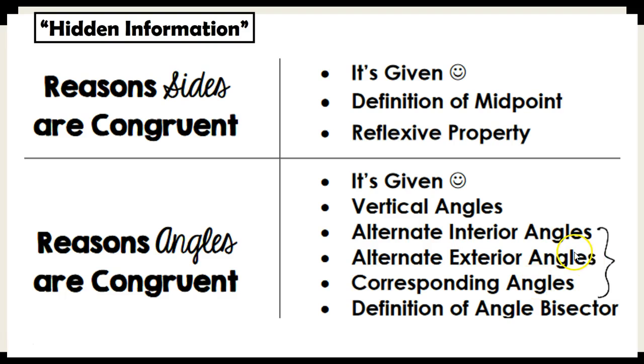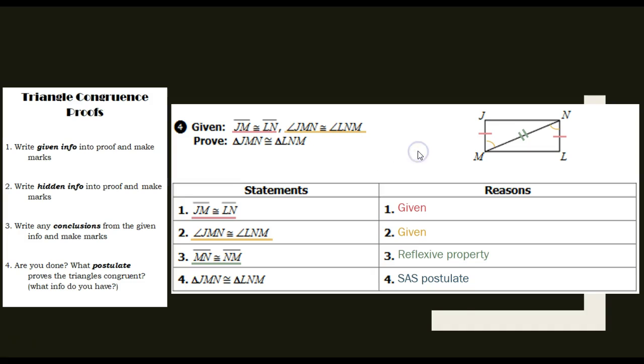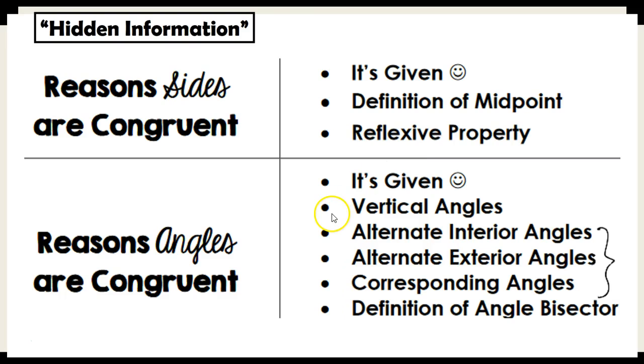Alright, now the hidden information, right now we're really kind of only dealing with a few. The most common ones are the reflexive property. So we've got reasons that sides are congruent, well, if it's given, or if we've got a midpoint, then we know that the midpoint means directly in the middle, which means that the 2 sides are congruent to each other, or the reflexive property. Reasons that angles are congruent, well, they could be given that they're congruent, or they could be vertical angles, because vertical angles are always congruent.